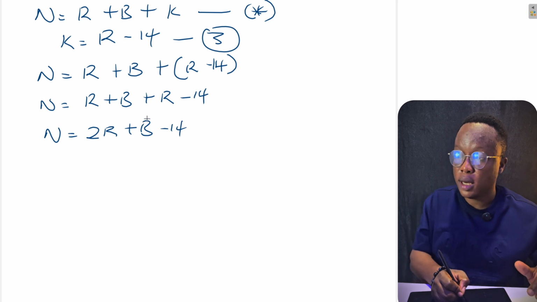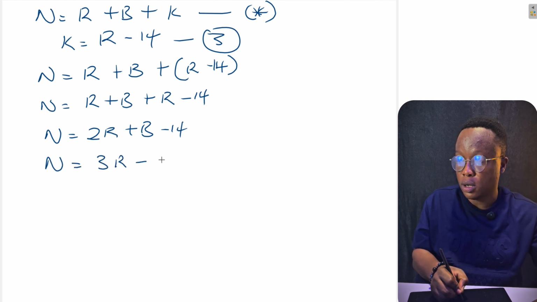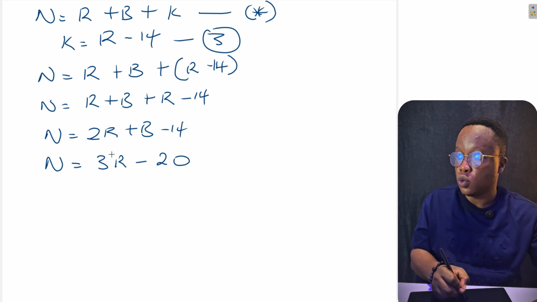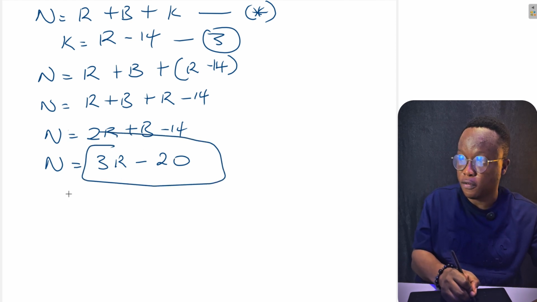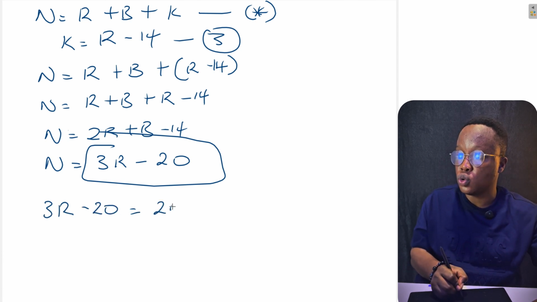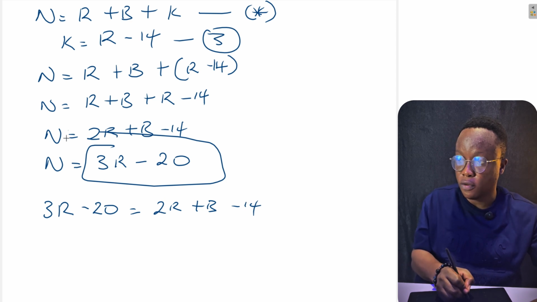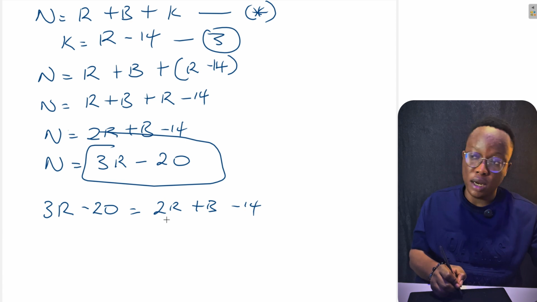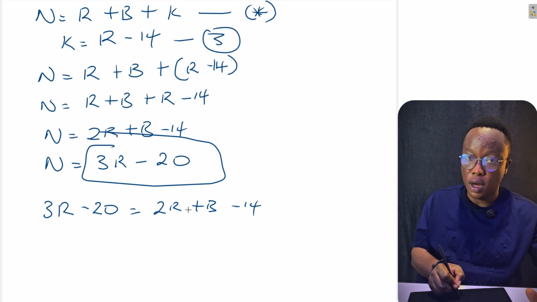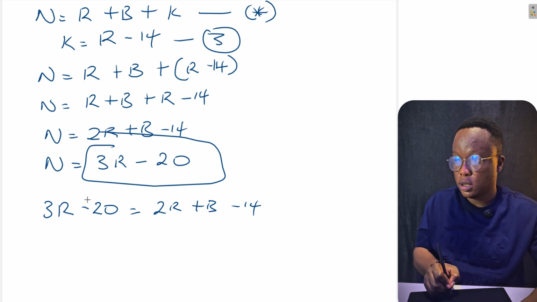But we have to recall that earlier, we found an equation for N, which was N is equal to 3R minus 20. Remember that? So we also have to substitute this here for N. So we have 3R minus 20 is equal to 2R plus B minus 14. Okay, so we have substituted for N here. Now we solve and bring all the variables to the left hand side and bring all the constants to the right hand side.